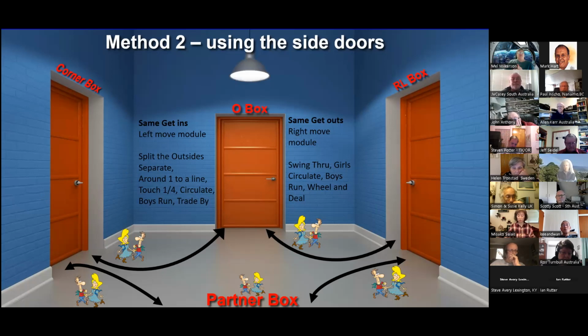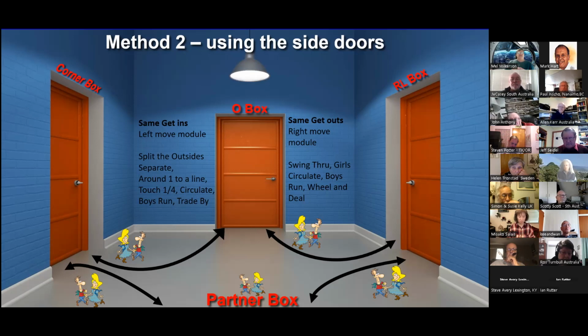I've chosen 2 modules. One module is a right-hand move, so it will move me from a partner box to a right-hand lady box to an opposite box to a corner box and back to the partner box. And the one I've chosen is swing through, girls circulate, boys run, wheel and deal. I've also chosen a module to do left hand. That's split the outside 2, separate around 1 to a line, lines touch a quarter, all 8 circulate, boys run, careful now, trade by.